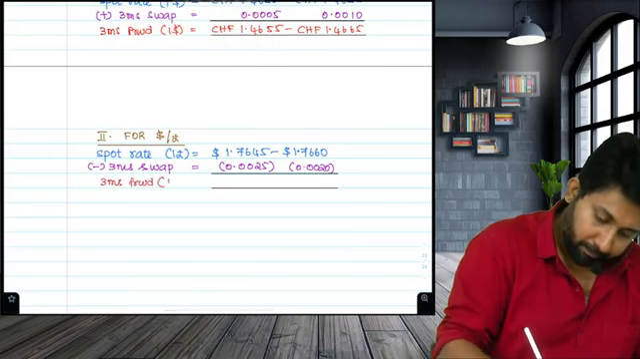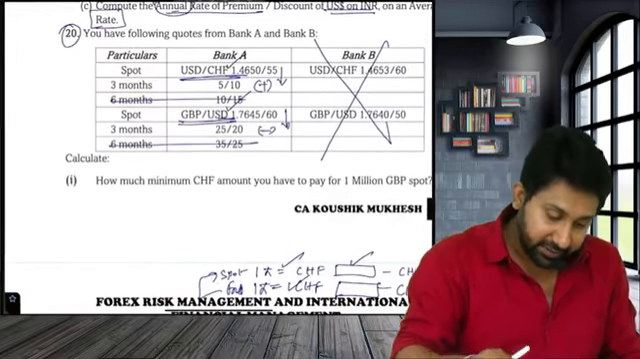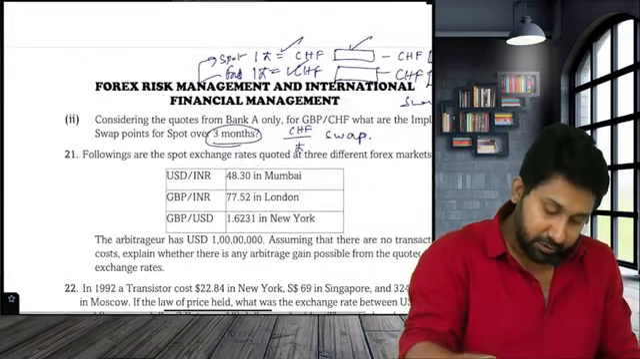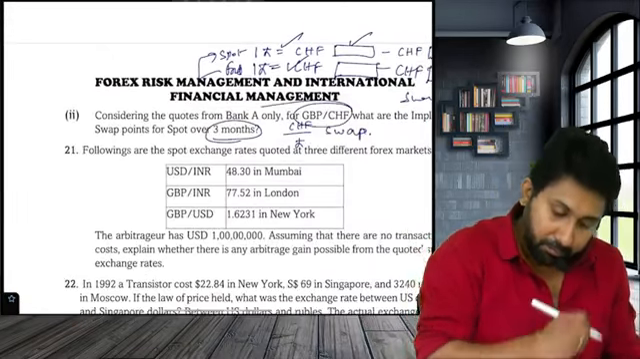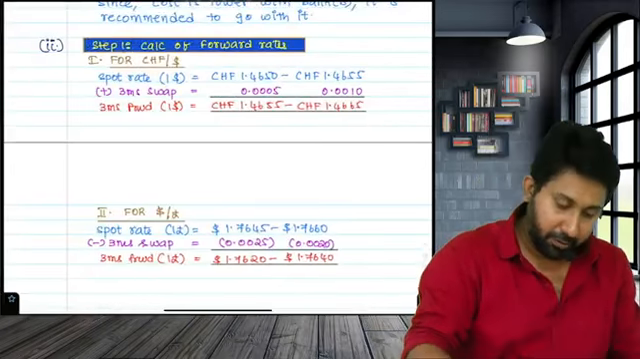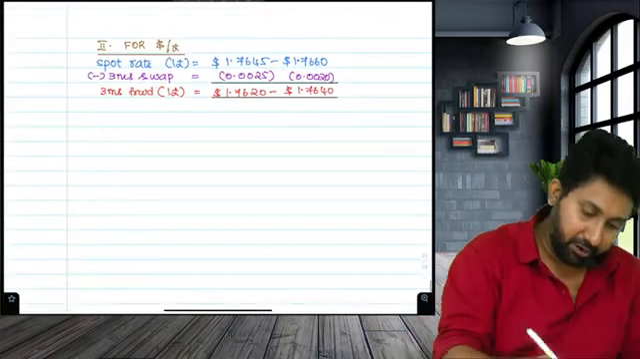So first we calculated what rate? Forward rate. We calculated forward rate for CHF dollar, and forward rate for dollar and pound. We don't require CHF dollar or dollar pound. We require forward rate for pound and CHF. Right, number 3.